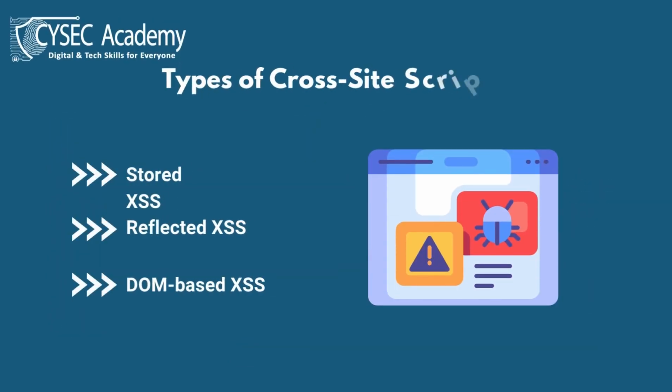Types of cross-site scripting, XSS. 1. Stored XSS. The malicious script is permanently stored on the target server, e.g., in a database. 2. Reflected XSS. The malicious script is sent in a request and immediately reflected in the server response, e.g., an error or search result. 3. DOM-based XSS. The vulnerability is in client-side code. The injected script runs when the browser processes the page DOM.